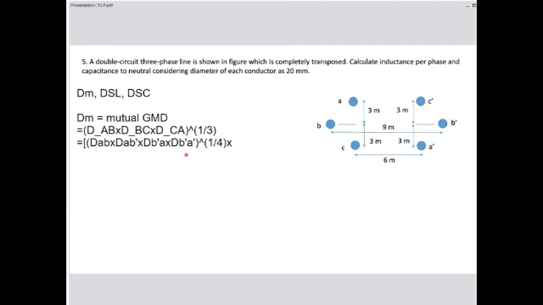That's why I wrote it in separate forms for each of them. DAB, the first one, all the distances between A and B, and then the corresponding root. So you see the DAB, right? The DBC you don't see. DCA you don't see. So let me write here DBC.